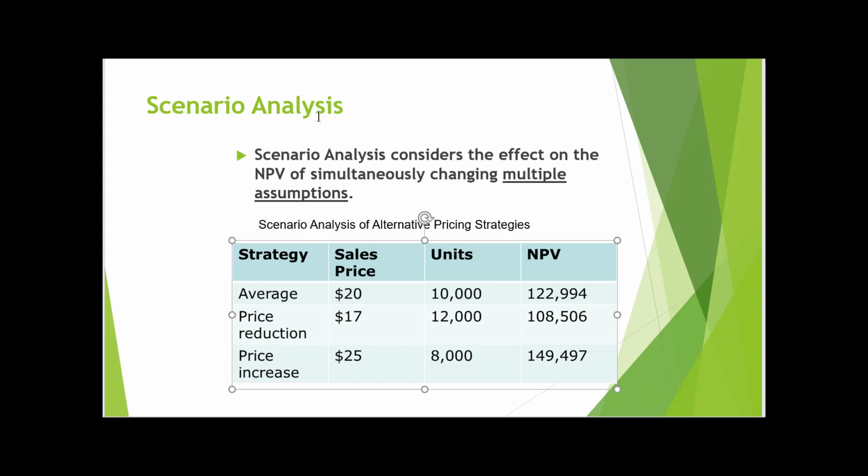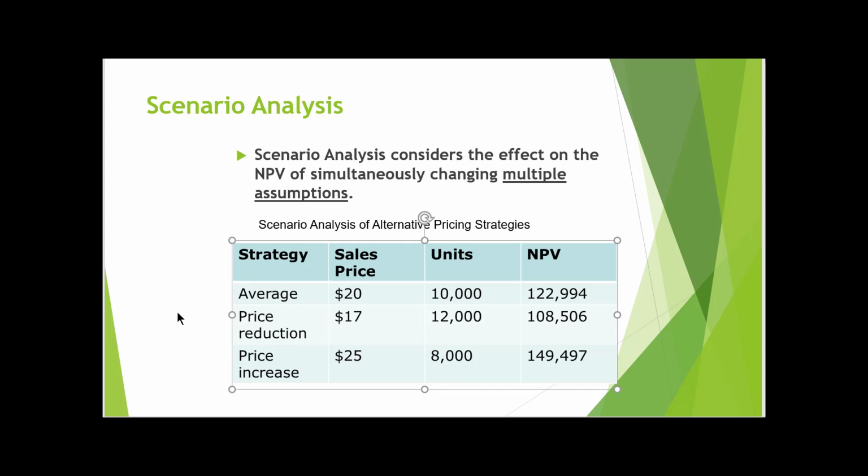We also can look and put things in by changing things simultaneously. This is what's called scenario analysis. So what happens if the average price is $20 and units is 10,000? What's that net present value? We know if you change the price, you probably change the units. If you drop the price, you might increase units. So if we drop the price by $17, even though we sell 2,000 more, our net present value goes down by about $14,000. If you increase it by $5, units go down 8,000, but net present value goes up almost 25,000.